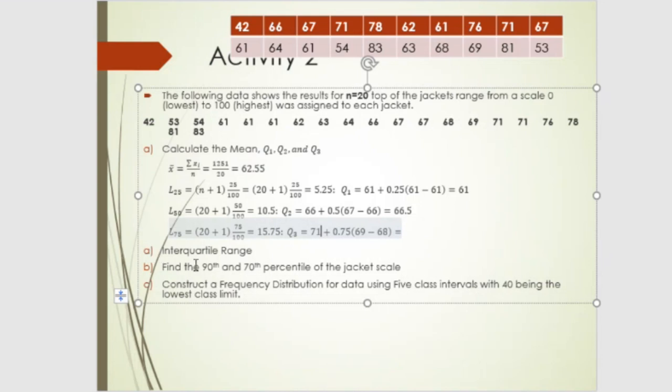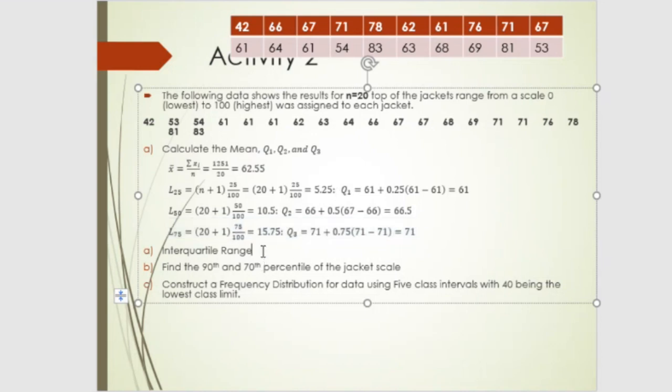1 to 15 is 71. So again, 15 and 16 is 71, so it means that's going to be 71. So this is going to be zero. I think this is correct. Am I right? That is the position of Q3.